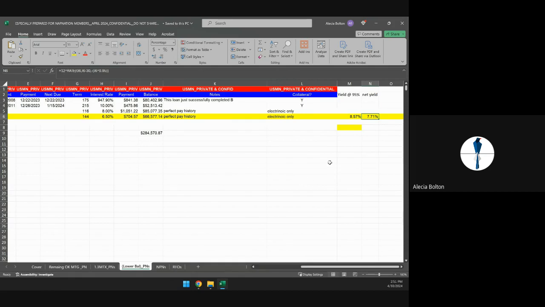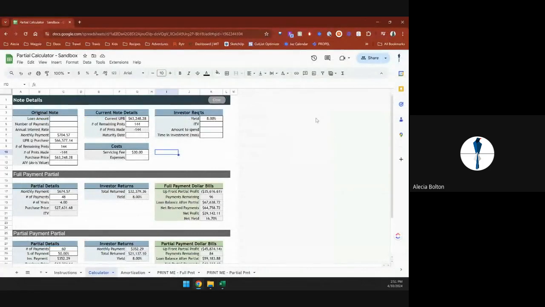So in this case, I put a servicing fee of $30 because that's what I think Madison and a couple of the other places that I've used are running for a performer. So when you are part of the class and you can purchase this outright, you get this partial calculator, and I've pre-populated it with the information already. But you enter in the monthly payment, the UPB, the number of payments remaining, what your purchase price was. And then if you've held it for a little while, your current note details might be a little different. But since we're analyzing something we're in the process of buying, I just enter in the information.